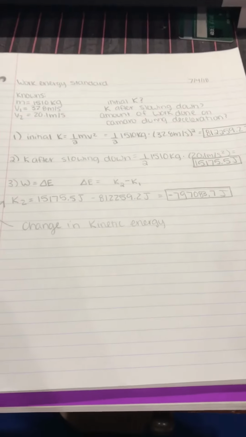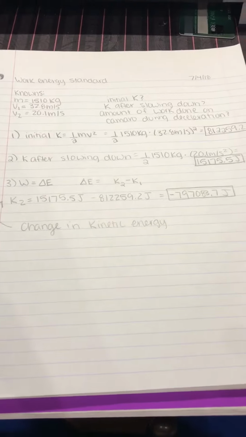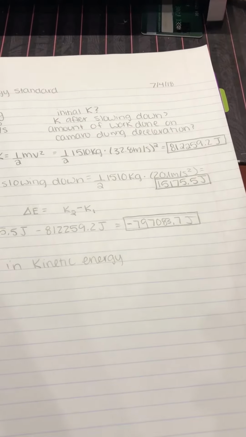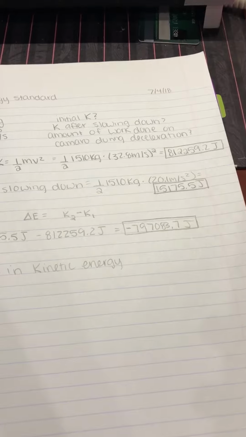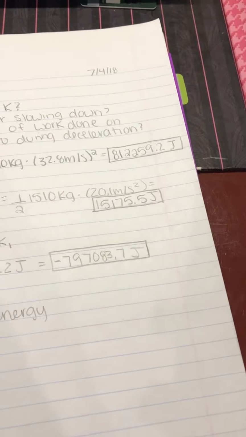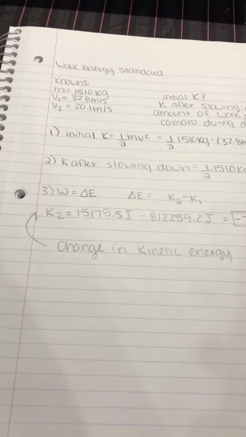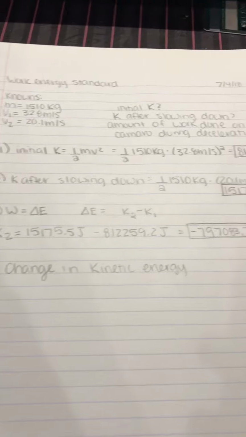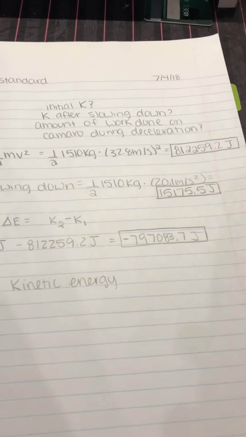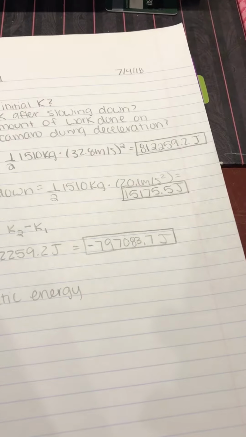So first, we have to find the initial kinetic energy, which is going to equal 1/2 mv squared. So they give us his mass and his initial velocity, and that comes out to be 812,259.2 joules. Then we have to use the same equation to find his kinetic energy after slowing down. So after plugging in the same numbers and switching the velocity to the legal speed limit, we get 15,175.5 joules.